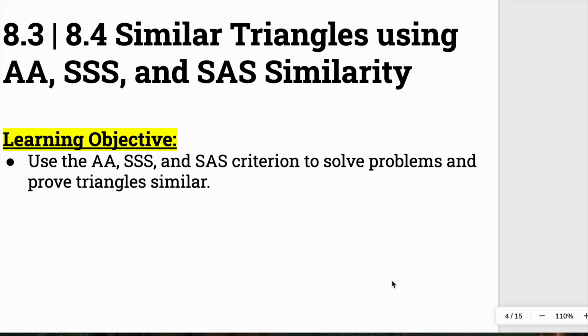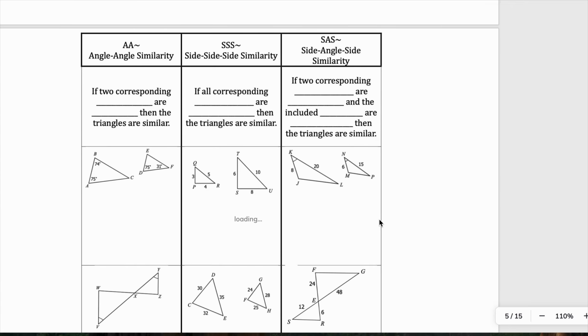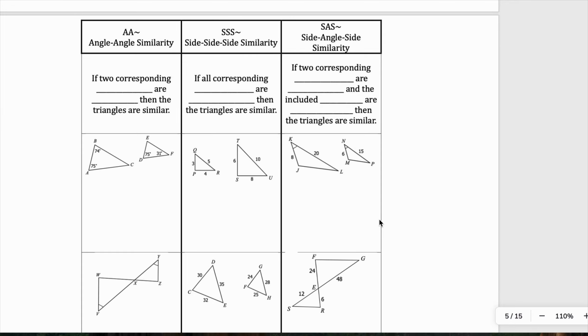We're going to combine similar triangles using AA, which is angle, angle, side, side, side, and then side, angle, side similarity, and also be able to prove their missing angle measurements or their missing side measurements. So first thing we're going to look at are all the different types of theorems we're going to see here.